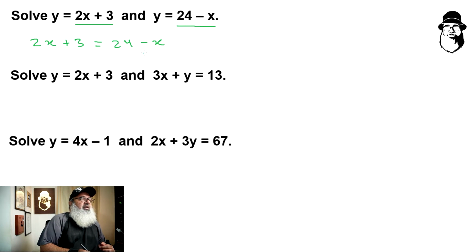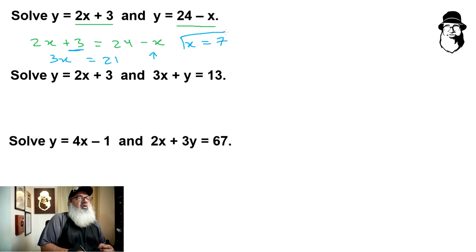So this minus x will go to the other side as plus x, so we'll have 3x on the left side, and this 3 will go to the right side as minus 3. So on the right side we have 24 minus 3, that is 21, and in the next step we divide both sides by 3 to get x is equal to 7.